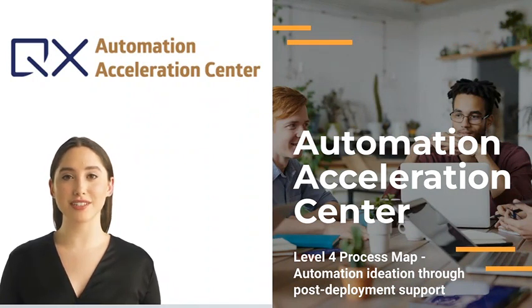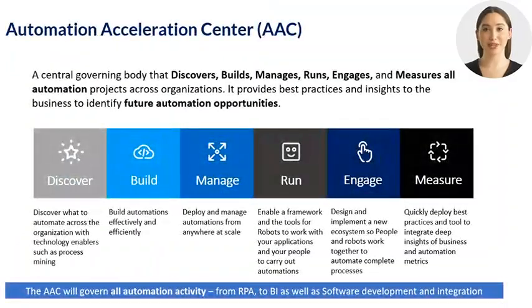I'm here to introduce the Level 4 process map, automation ideation through post-deployment support for the Automation Acceleration Center. In this video, I would like to give you an introduction to the Automation Acceleration Center, which is our center of expertise. The objective of our COE is to provide a central governing body that discovers, builds, manages, executes, engages, and measures automation projects across the organization. It enables best practices and provides insights to the company and clients to identify, build, and deploy future automation opportunities.